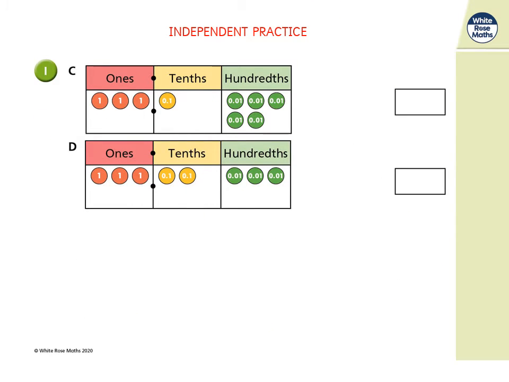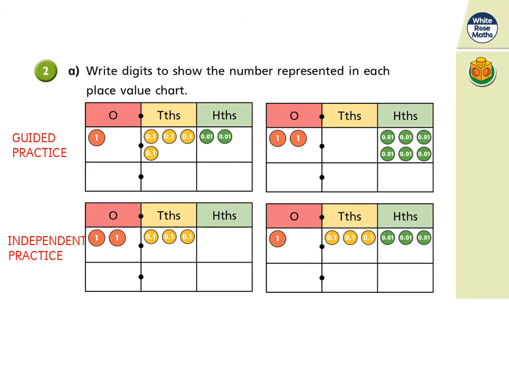Now I would like you to complete your independent practice on your sheet. Good luck with that. Just pause it now so you can do that and then listen to some more guided practice. So some more guided practice here. We're going to write the digits to show the number represented in each place value chart. So just like we've been doing, but just more fluency to really consolidate this learning objective.